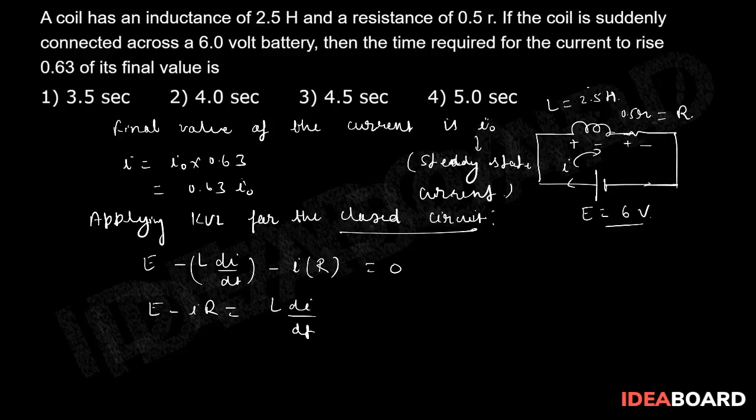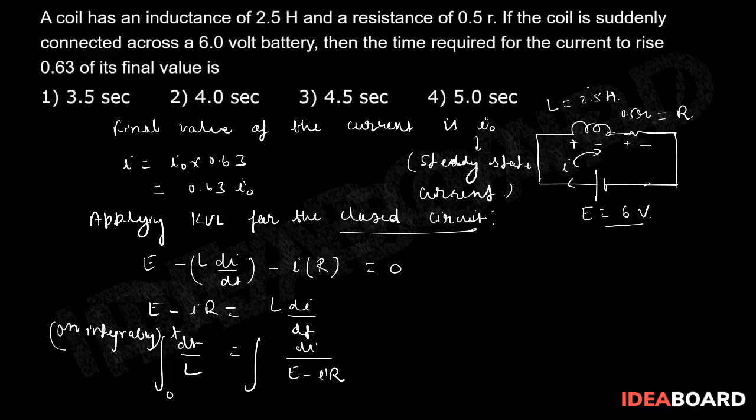Now what can I do? I can keep dt upon L on one side and di upon E minus IR on one side. Now what you have to do, you need to integrate. So on integrating both sides, the time limits are 0 to t. Let's say initially there is no current and finally there is a current which is I at any instant of time. Now we need to solve this integral, right?